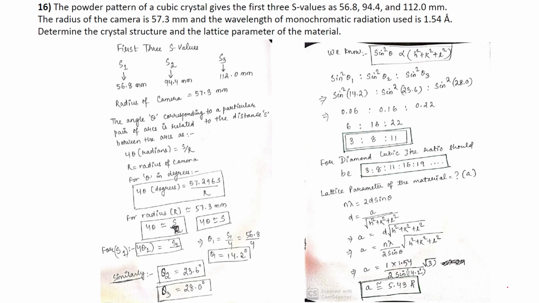So the lattice parameter of the material A will be: lambda is equal to 2d sine theta. D will be, and A will be d into root of h square plus k square plus L square. So A is equal to lambda divided by 2 sine theta into root of h square plus k square plus L square. Substitute all the values, you will get the A value. So it's a simple problem, but you have to know the formulas.